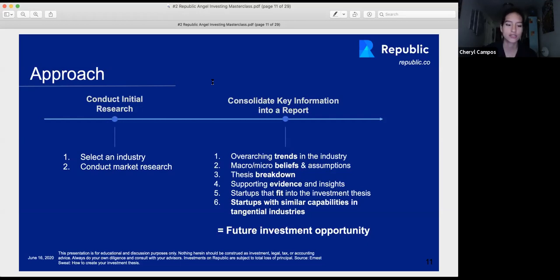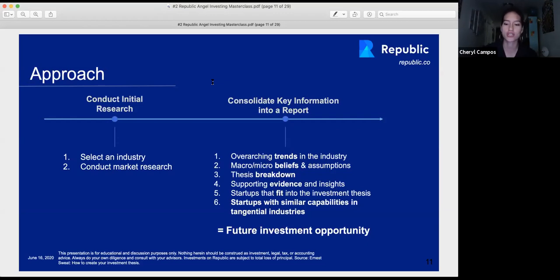So select an industry, and then actually go ahead and use the internet to find it. And then actually consolidating this key information into a report. I mean, it could be a report, when you are in actual VC, you do want to create a pitch deck that really goes through all of these 6 different pillars.